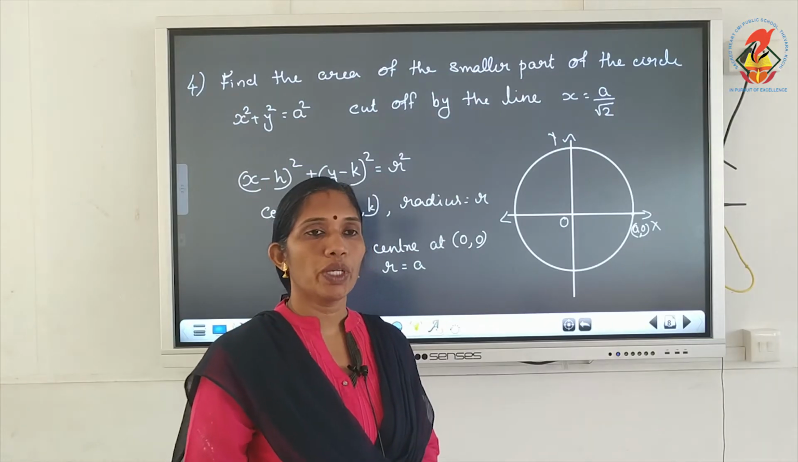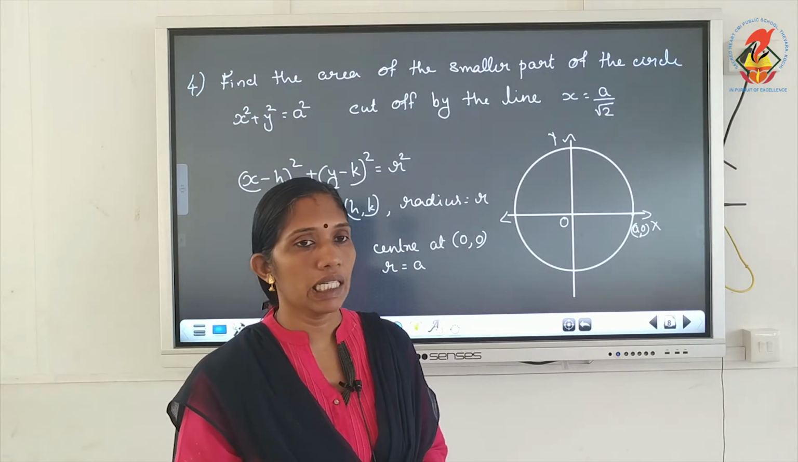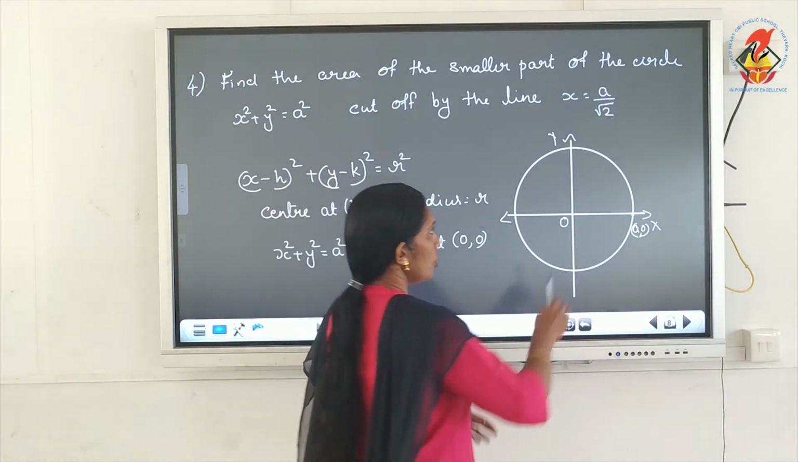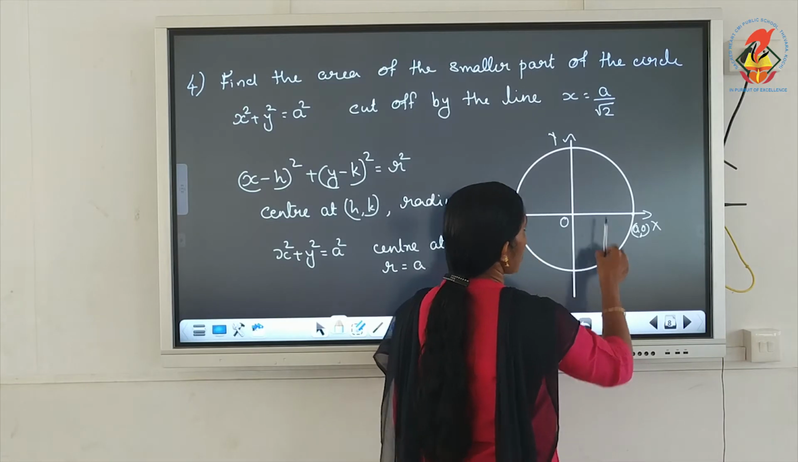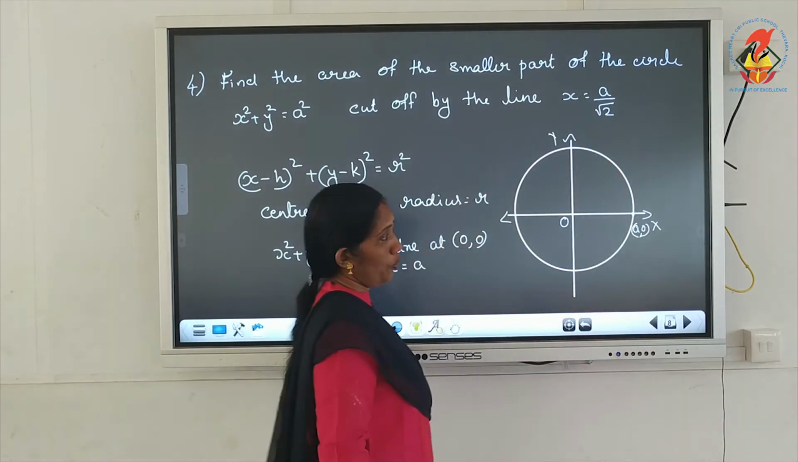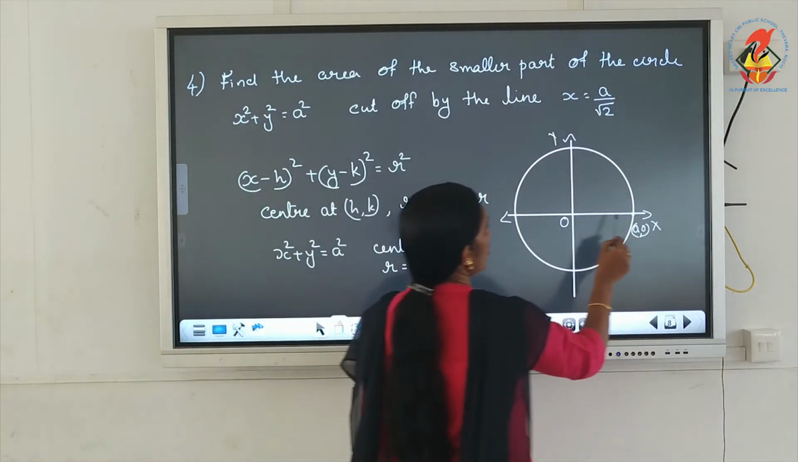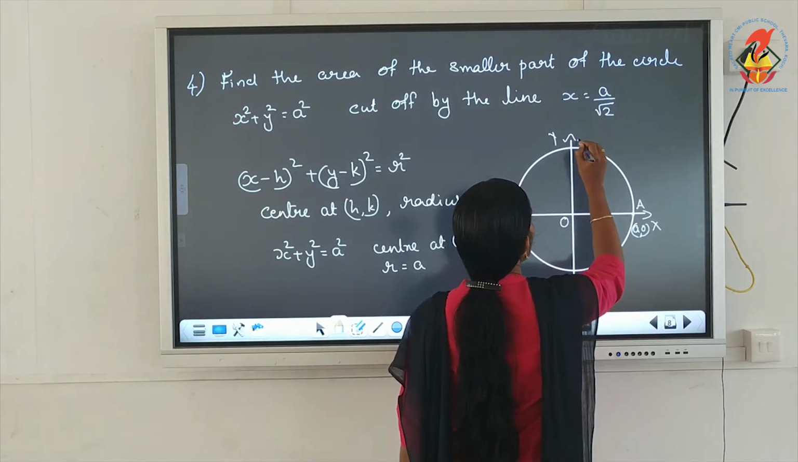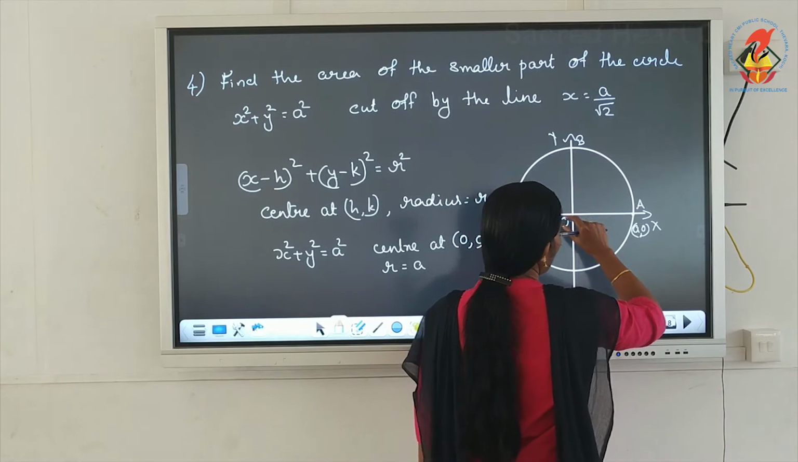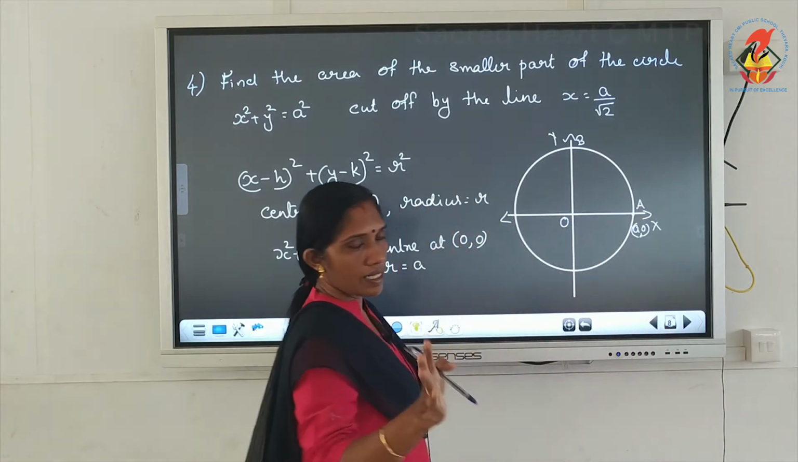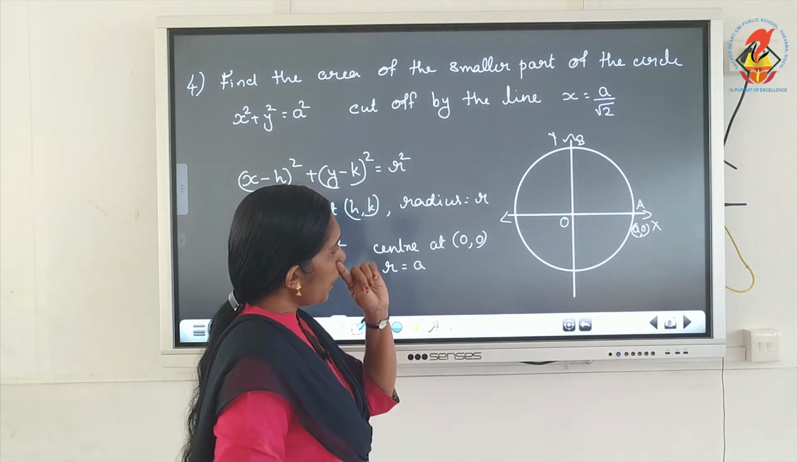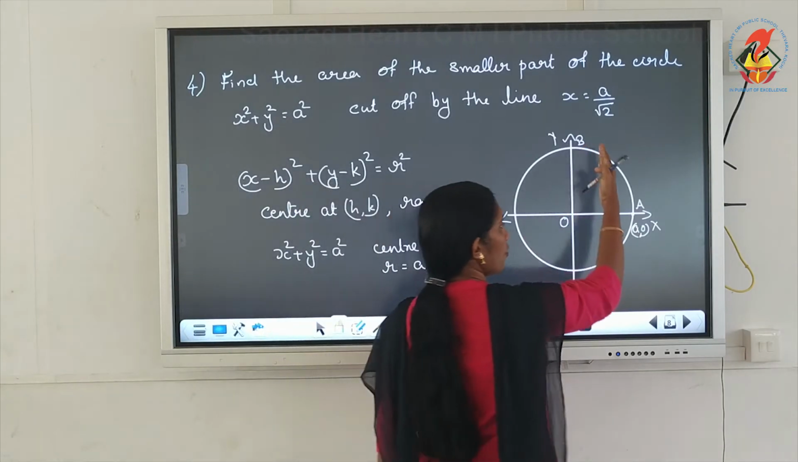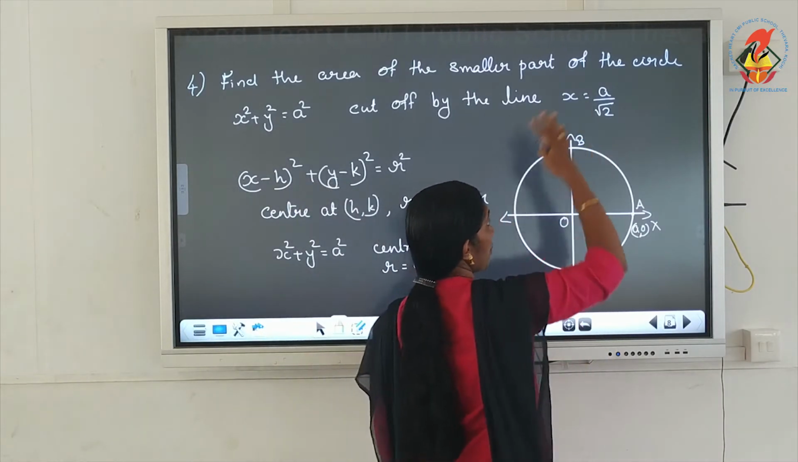x is equal to a constant is a line parallel to the y-axis. So we have to draw a line parallel to the y-axis through this point a by root 2. On the radius, let this point be a, here it is b. So from the origin to a, the distance is a. So a by 2 means just half of that. Here it is a by root 2.